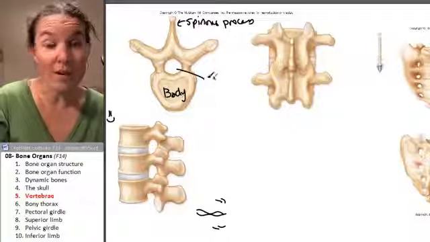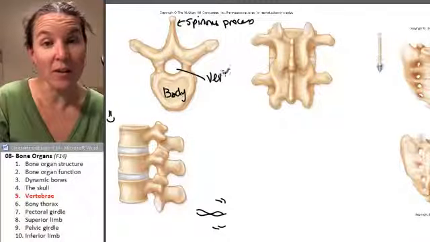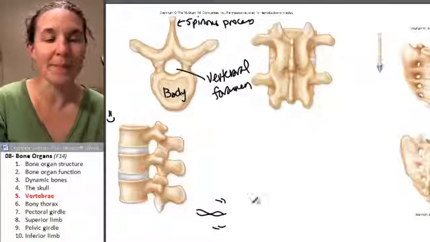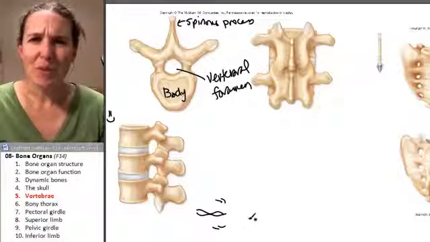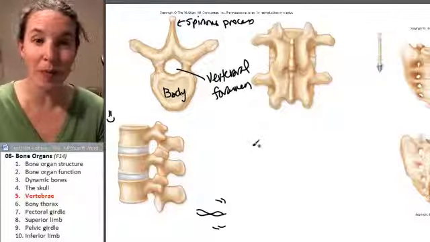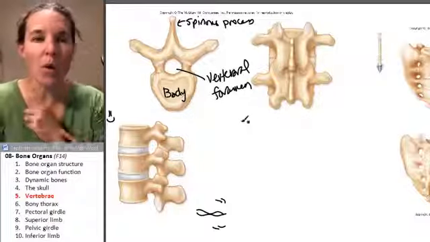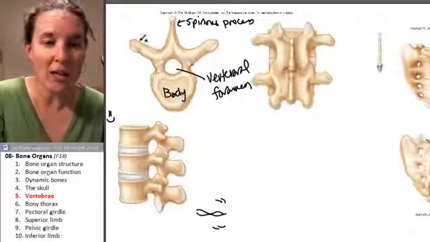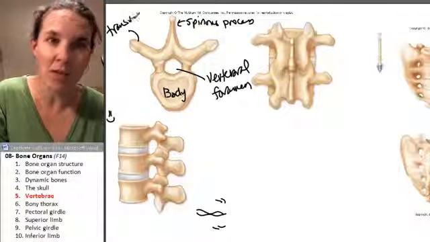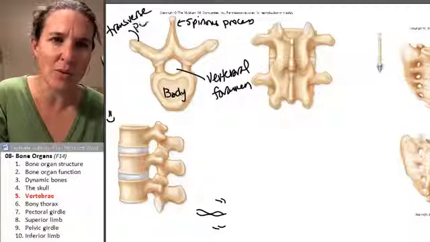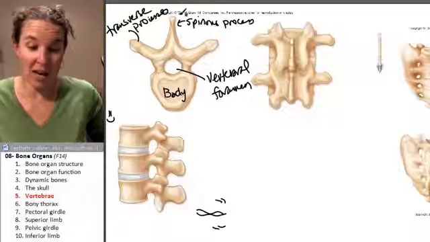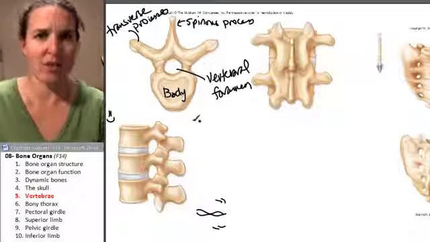You have a hole. This is the vertebral foramen. What goes through the vertebral foramen? Spinal cord, friends. That would be your spinal cord. Now, you also have transverse processes. Those are these guys. Transverse. Does that make sense to you? Processes. They're sticking off to the side, kind of in a transverse direction.